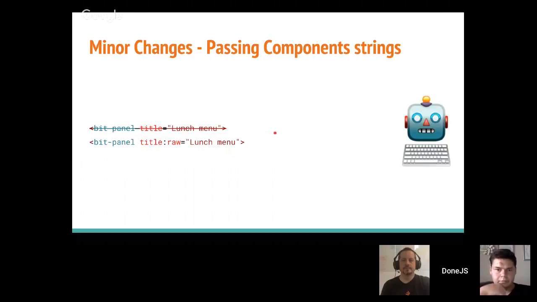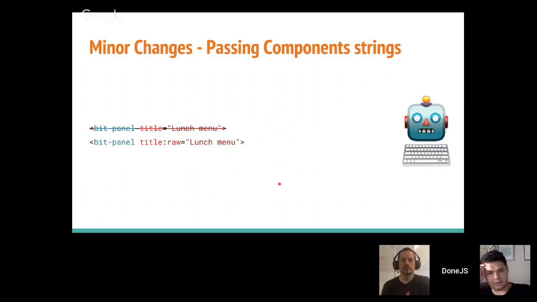So this one's a little bit complicated. The code mod is going to do as much as it can. It's going to do its best to figure out which attributes need to be converted. But it's not possible to know 100% of the time. So for example, in this example, title is a valid HTML attribute, so the code mod doesn't automatically change this. But for things that are not valid attributes, the code mod will actually change these to the from binding version.